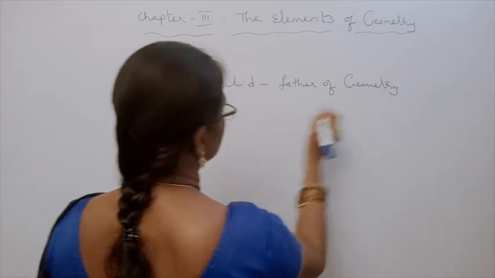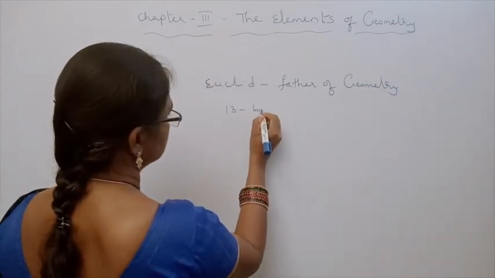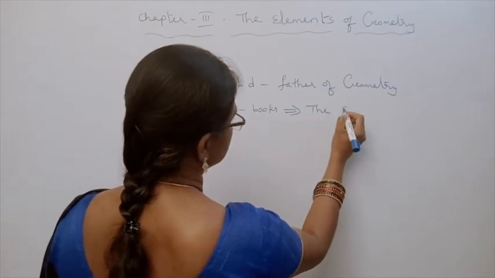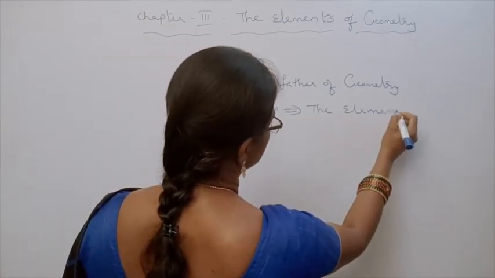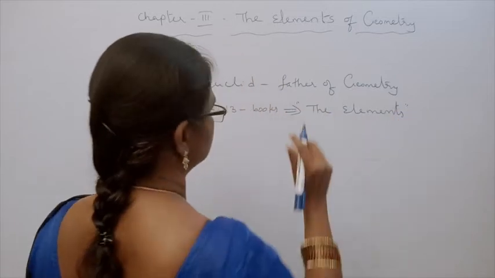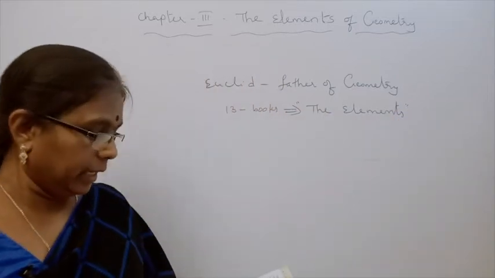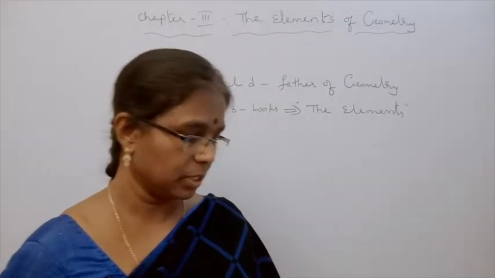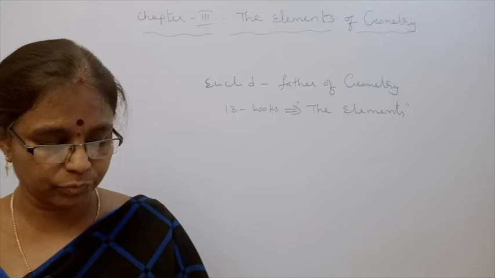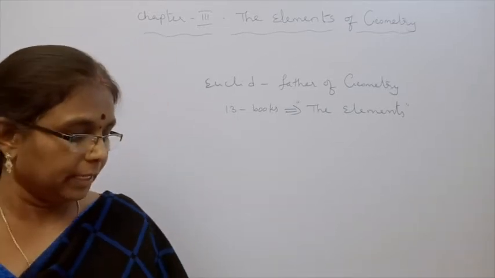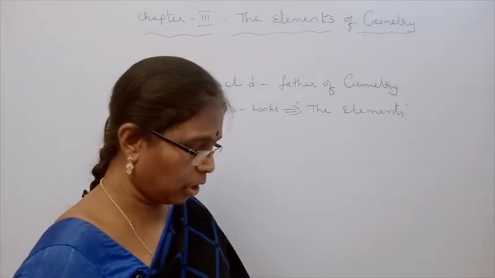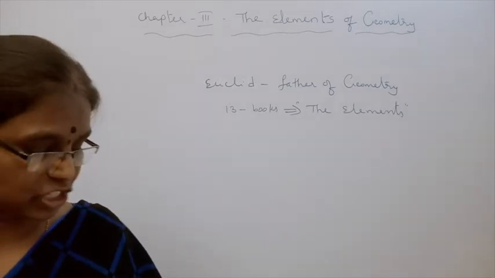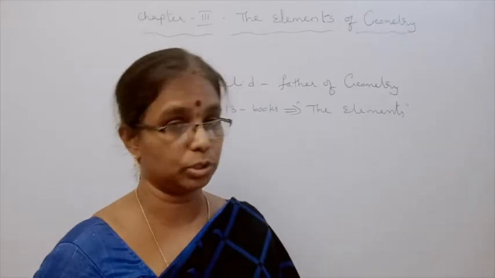Euclid, father of geometry, wrote 13 books. What is the name of those books? The Elements. He created the first system of thought based on fundamental definitions, axioms, propositions and rules of logic.